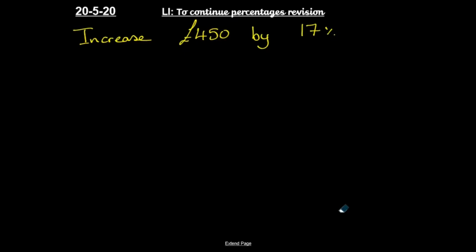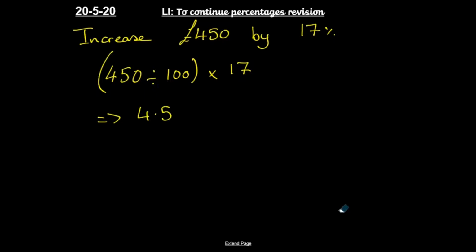Pause the video, have a go at it, see if you can work it out, then press play and follow my answers. Okay then, £450, increase that by 17%. So what I'm going to have to do here is to find 17%. That's going to be 450 divided by 100 and multiplied by 17. Next step, 450 divided by 100 is 4.5, and then multiplied by 17.